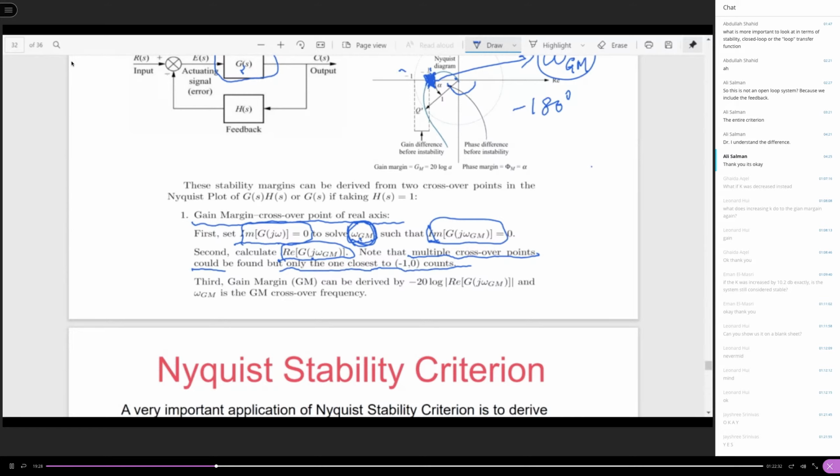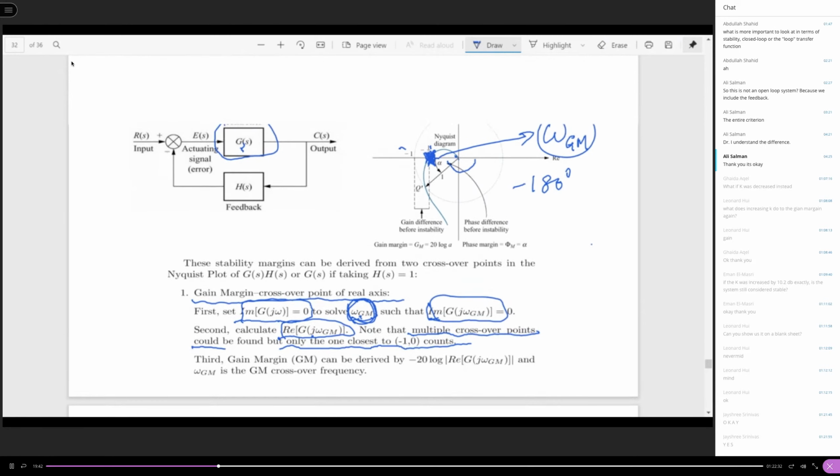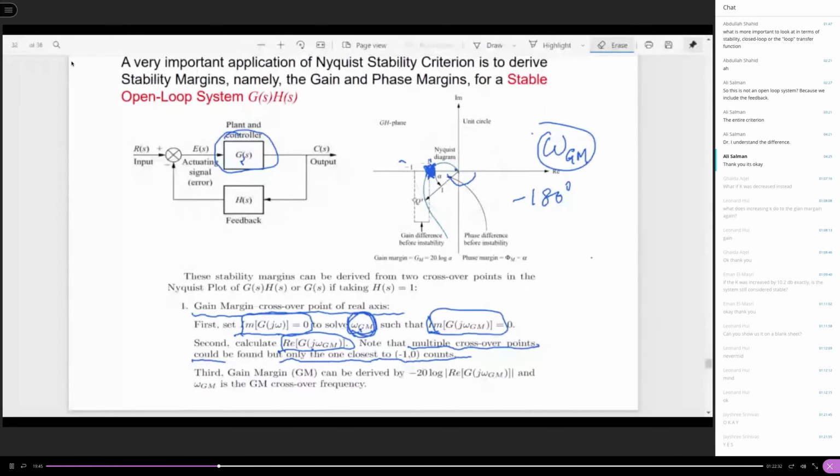So you only need to identify the one closest to the -1, 0 point. If you increase the k, it is definitely that crossing point closest to the -1, 0 point that is going to be crossed first. It's like this one, you can see in this figure. How many crossing points are there with the real axis? You have one here, one here, 2 here. Don't just think that it's 2.